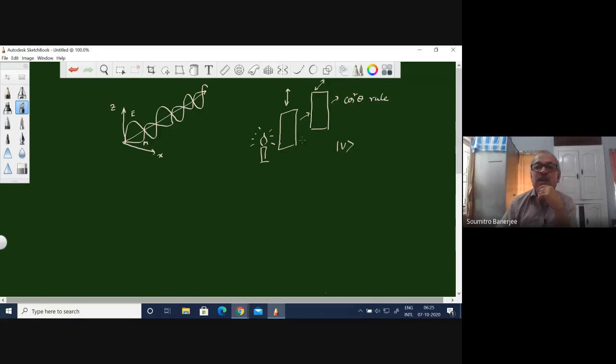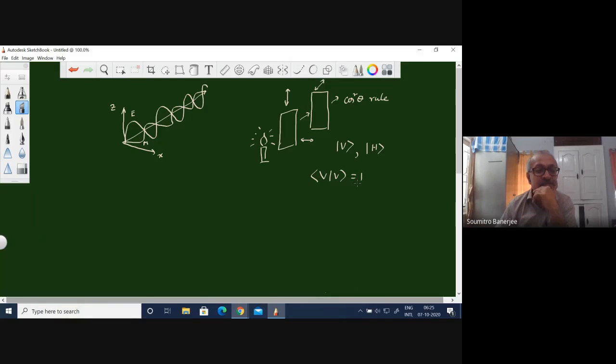Similarly, if we have a horizontal polarizer, that will also form another basis state H. So we have two possible basis states in the sense that if you allow light to pass through the first one oriented in the V direction, and then allow it to pass through another V-oriented one, the result is unity, which means the projection of V on V is 1.